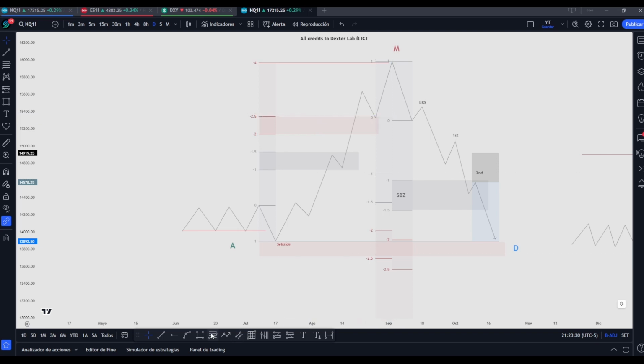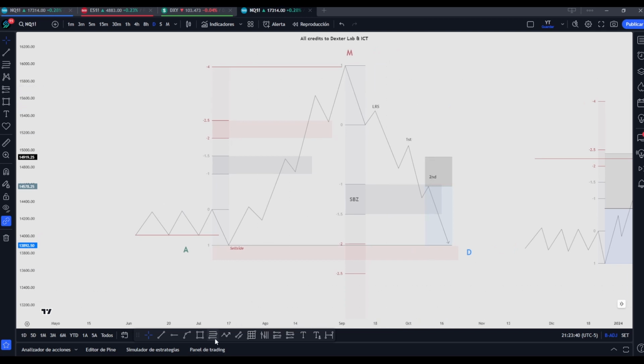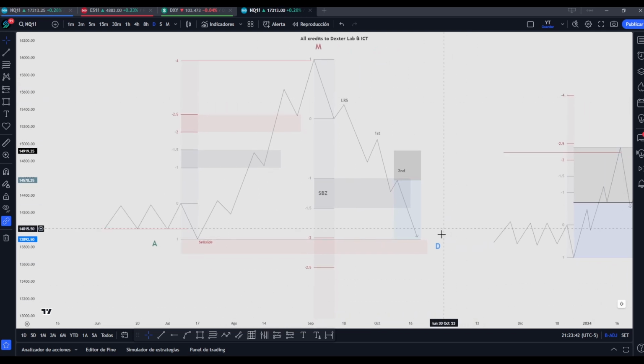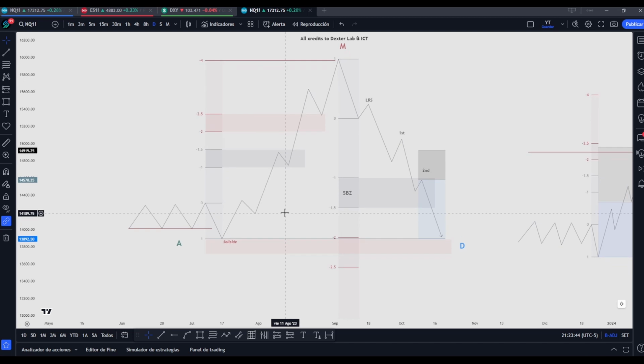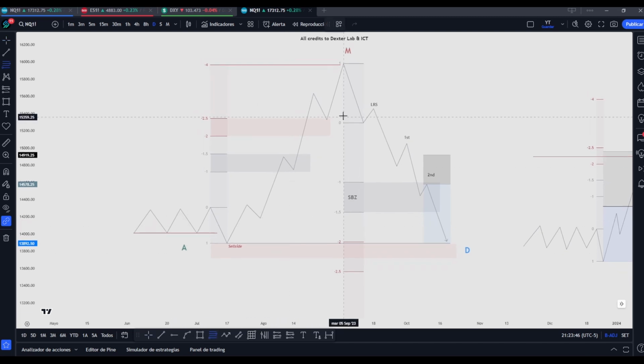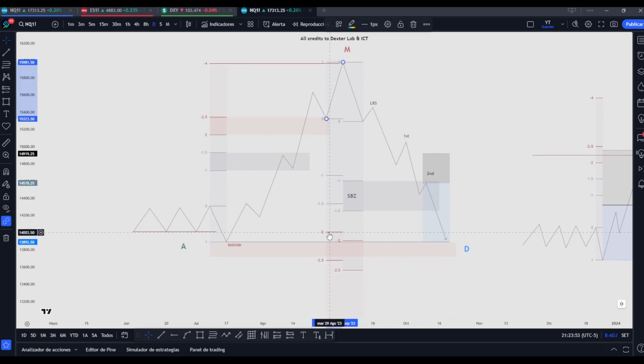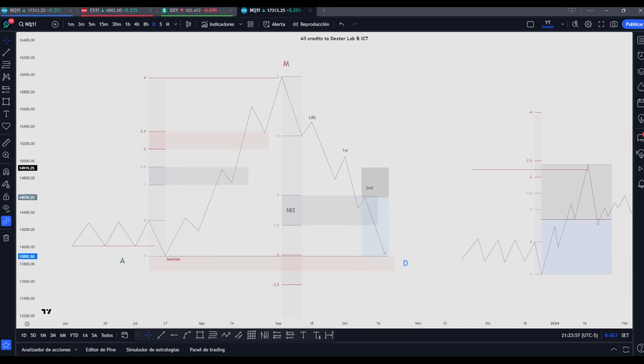In here as well, we're going to have our breaker block. But by teaching these three placements, I don't want you to have like 100 standard deviations in your charts. Just keep it clean. Have as much as two, maybe to find some overlapping, but we're going to talk about that in a further part of the video.